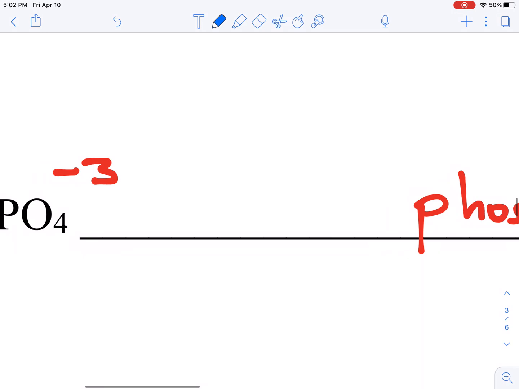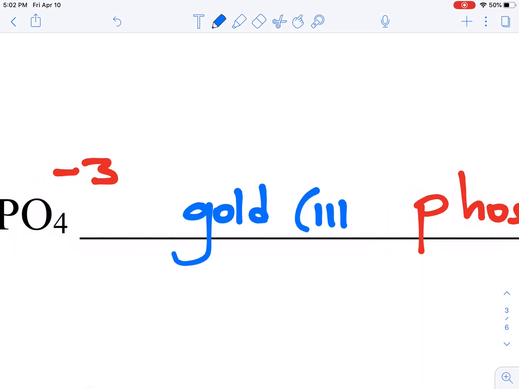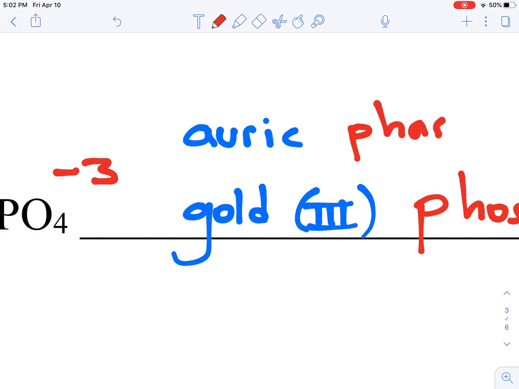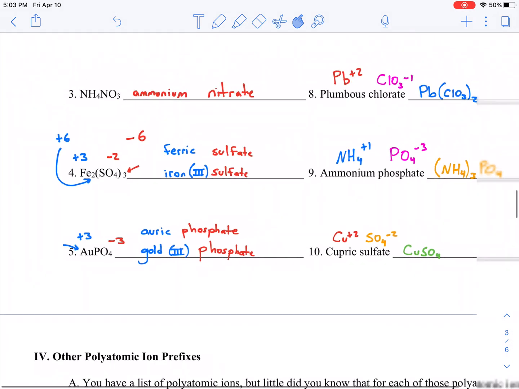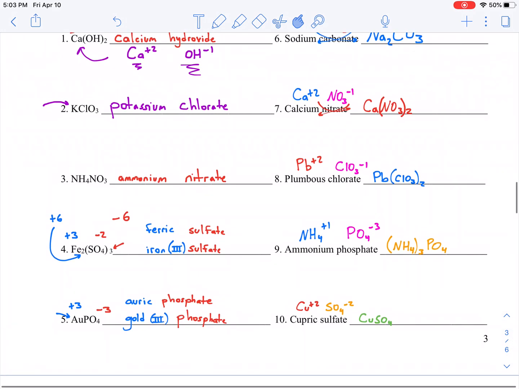So that means for our name, we can write out gold, Roman numeral 3, or, because this thing has 2 names, we could also write out auric phosphate, to represent the second name of AuPO4.